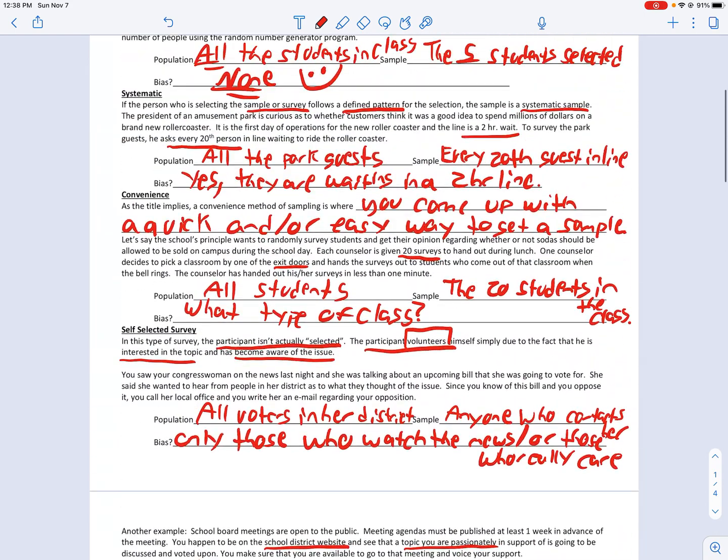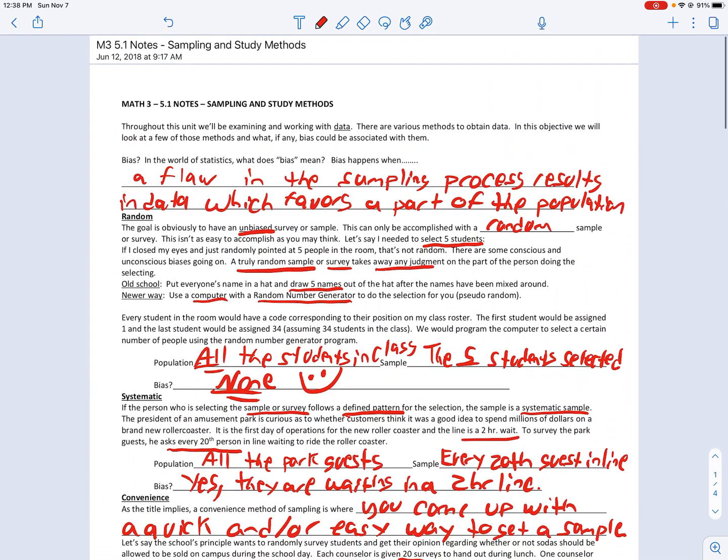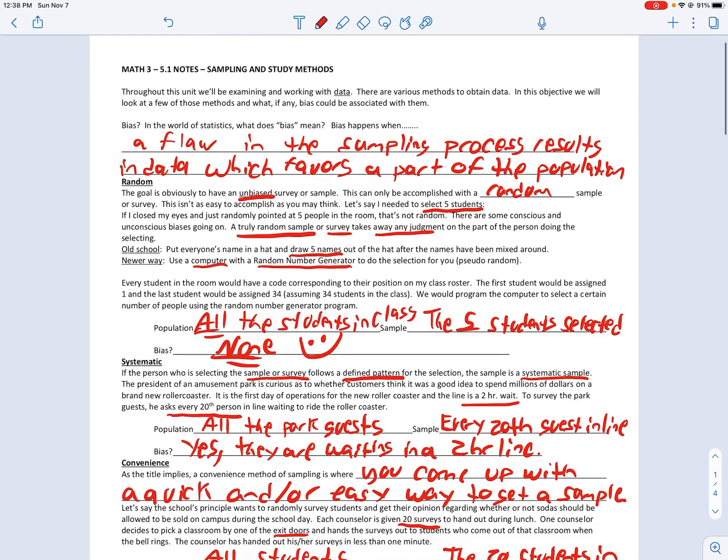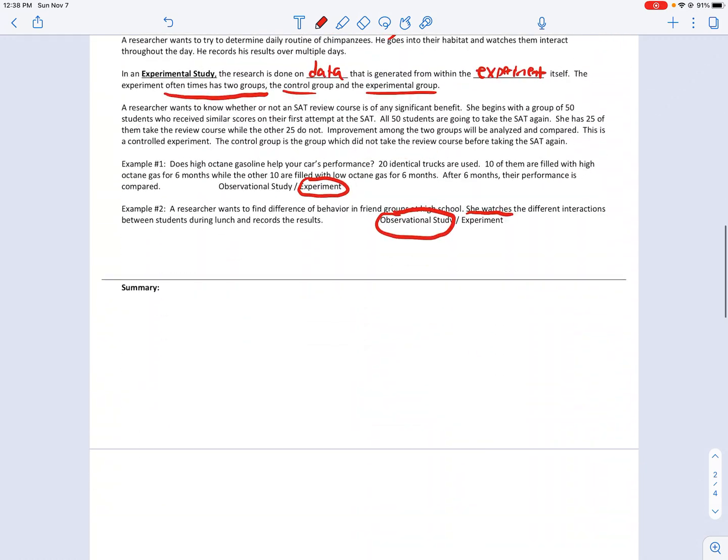So we have studies, we have samples, we have surveys. These are all different ways to collect data. So again, notes 5.1 is about sampling and study methods. Different way to collect the data. You got to have the data first before you can start to analyze it. So to finish up the notes, make sure you answer your essential question at the top by writing your summary here at the bottom, and then you'll be done. Have a great day.